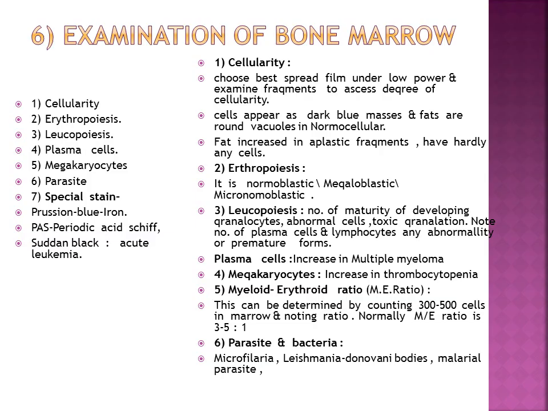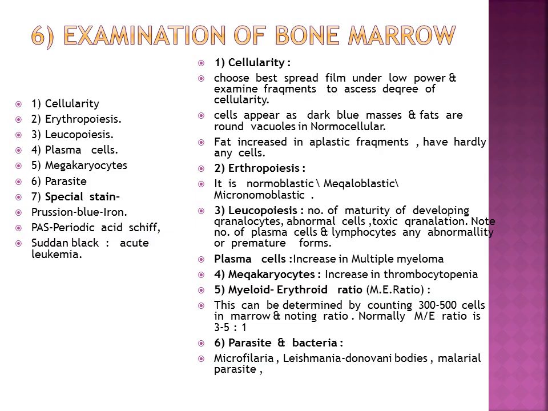Then we can study the erythropoietic series, leukopoietic series, then plasma cells, which are seen in increased quantity in multiple myeloma, and megakaryocytes, which if increased are seen in thrombocytopenia. Parasites like blood parasites such as Plasmodium species or Leishmania species we can see, and then we can do special staining of the bone marrow for identification of iron by Prussian blue, or for acute leukemia special staining like periodic acid Schiff, peroxidase or Sudan black staining.